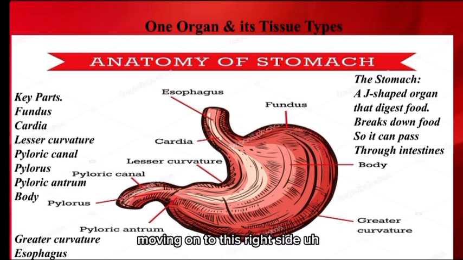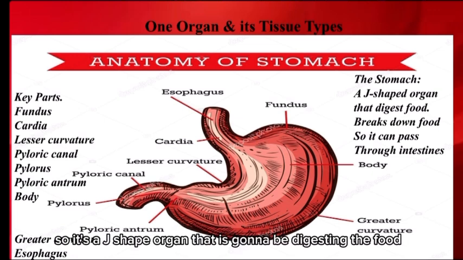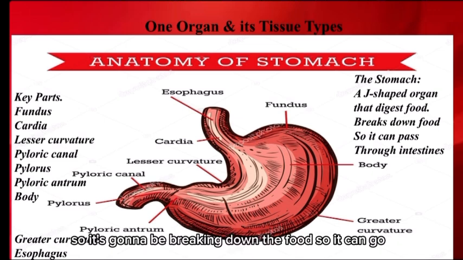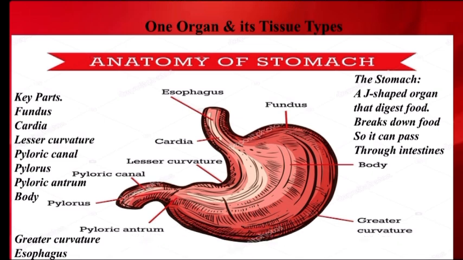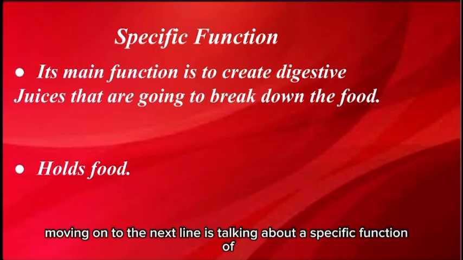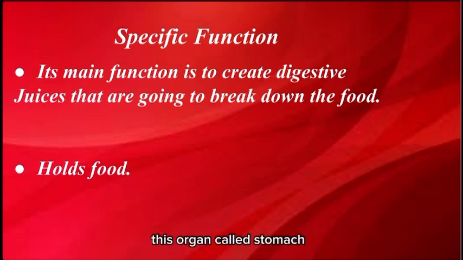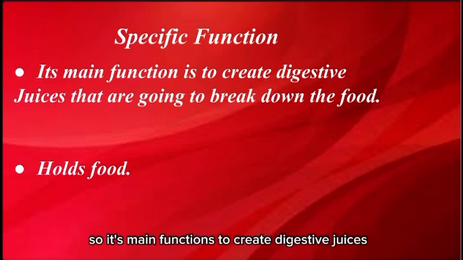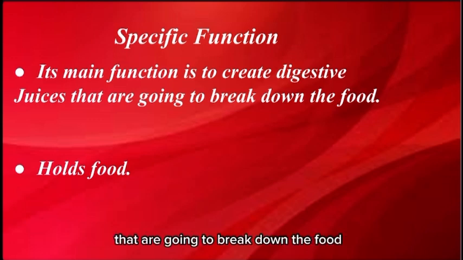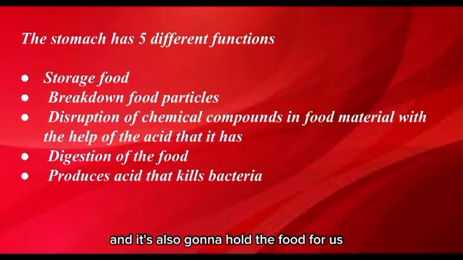Moving on to this right side, it's actually just explaining what the stomach is. So it's a J-shaped organ that is gonna be digesting the food. So it's gonna be breaking down the food so it can go faster through the intestines. Moving on to the next slide, it's talking about a specific function of this organ called the stomach. So its main function is to create digestive juices that are going to break down the food, and it's also gonna hold the food for us.